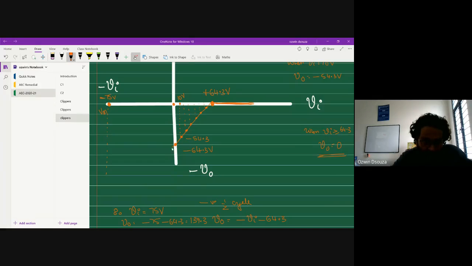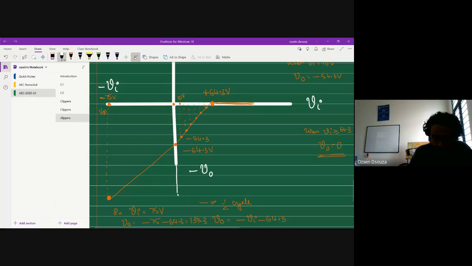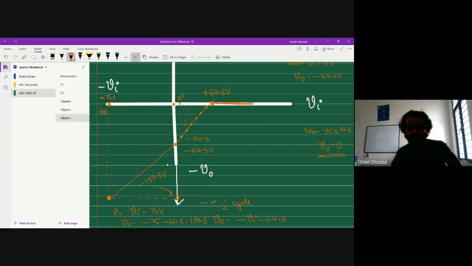So probably you will get a straight line here. This is your axis, and this voltage is minus 139.3 volts. So this is the transfer characteristic. This is AC, and this region is also AC, and this is your 0 volt DC. So this is your transfer characteristic. Any doubts?